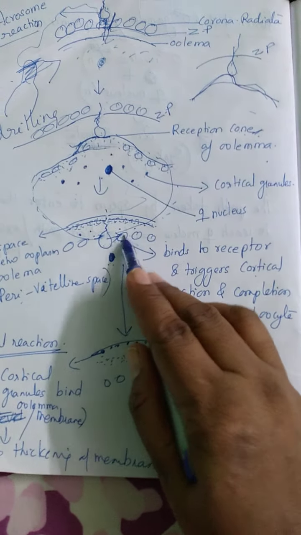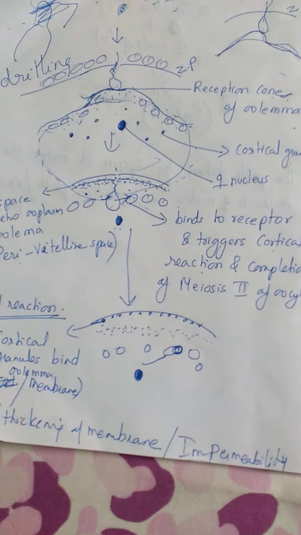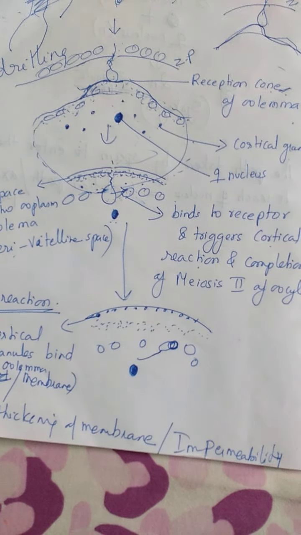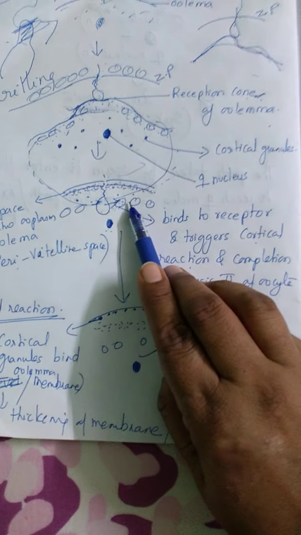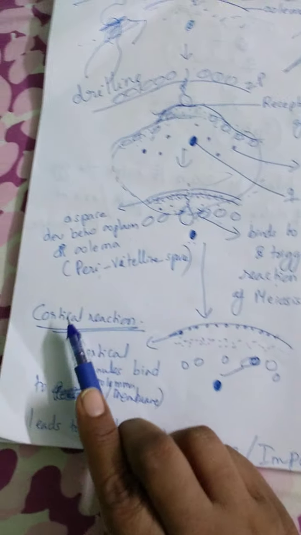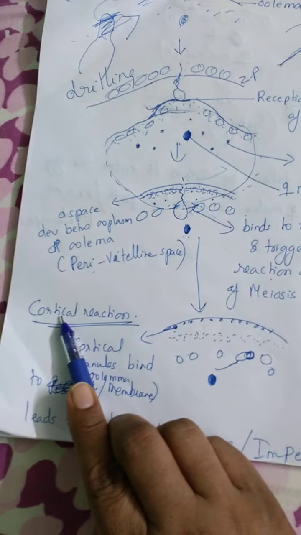Earlier, I don't know if I told you or not, the secondary oocyte's condition is that it is at metaphase 2. It has not completed its meiosis 2. Its meiosis 2 is arrested at metaphase. So when the sperm binds to the receptor, it completes its meiosis 2. So it's now totally completed and is ready for fertilization. And thirdly, its binding to the receptor triggers a reaction in the oocyte, which is called the cortical reaction.